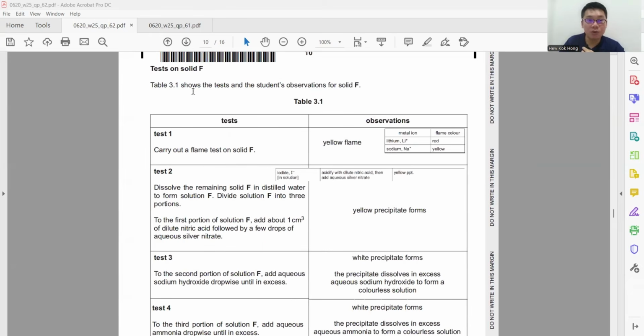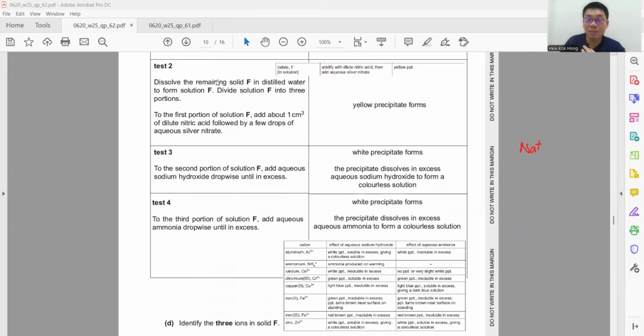Then tests on solid F. Here there are a few tests. They ask you to carry out a flame test. It's a yellow flame. According to the flame test, we know it contains sodium ion. Then test 2, dissolve the remaining solid F in distilled water to form a solution. Have 3 portions. Portion 1, they add dilute nitric acid followed by silver nitrate. A yellow precipitate shows it has iodide.